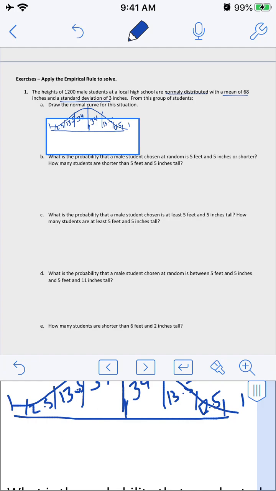They told us the mean was 68, so we'll fill in that. But then they also told us the standard deviation was 3. So where does the 3 go? The 3 actually doesn't go anywhere. It's kind of like with that 87 example. We're going to go up 3 and down 3 in both directions.